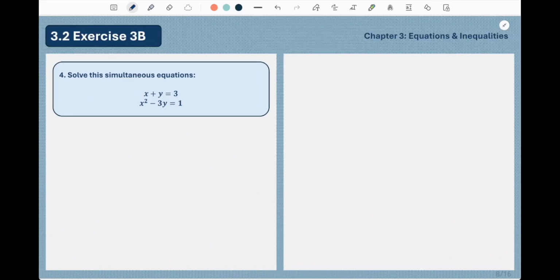Hi everyone, so today we're going to do some exercises from the exercise set. Let's start with question 4. Solve these simultaneous equations.